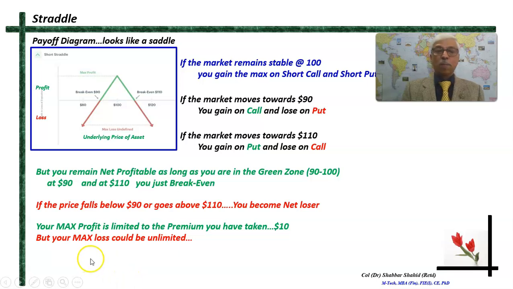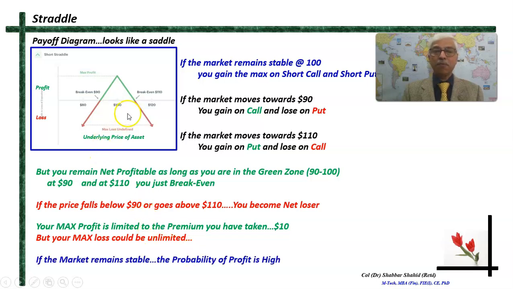Alright. Your maximum profit is limited to the premium that you have taken in this case because you have gone short. You have sold the call and the put, so you have taken the premium. Whatever premium you have taken, that is your maximum profit. But your loss can be unlimited. If the price keeps rising or keeps falling, then your losses can be unlimited.